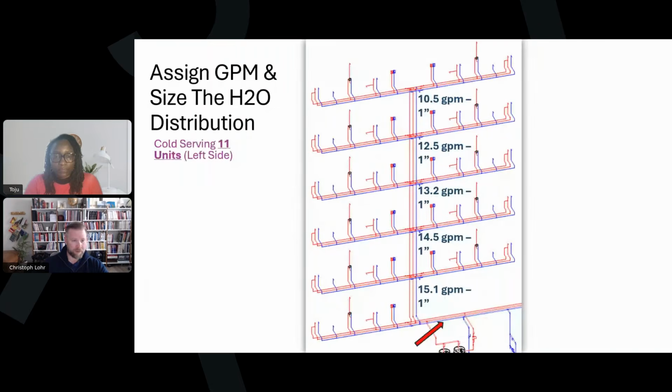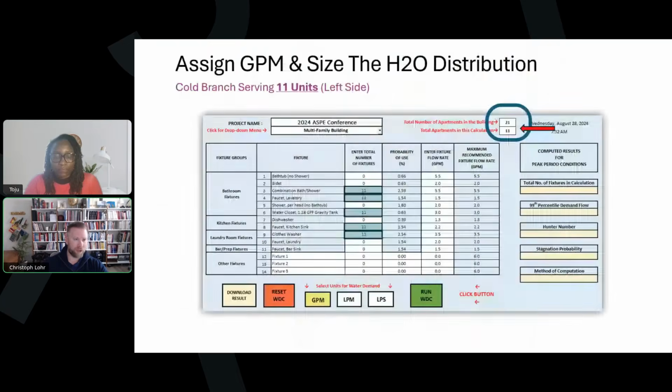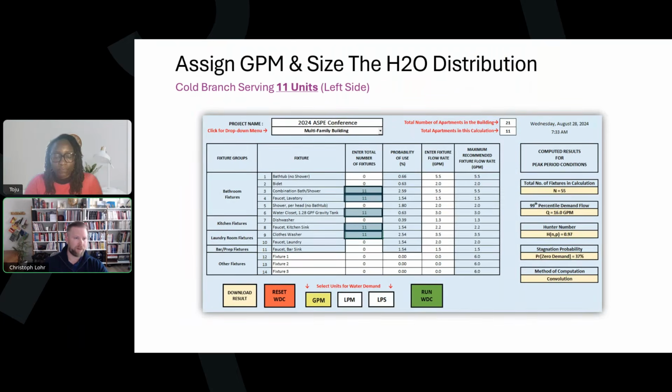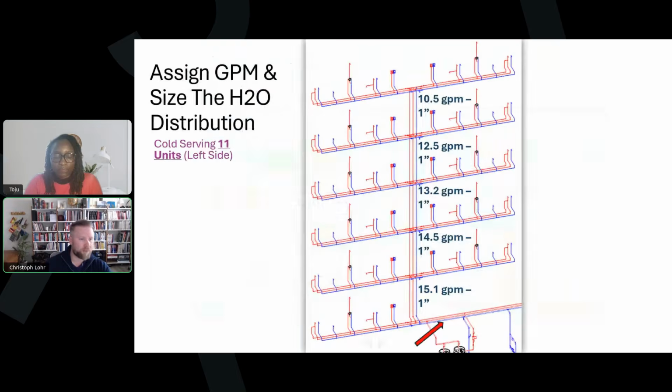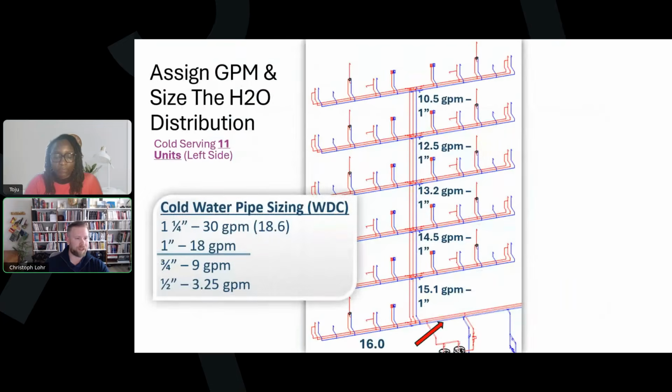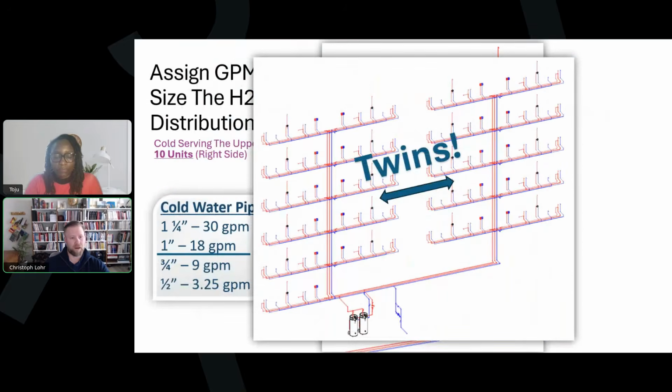Now we add 1 more unit. Again, we have a mechanical room on the floor of this side of the tower, so we add 1 more unit. So we're at 11 in the total number of apartments in this calculation, 11 of each fixture type. Run the green Water Demand Calculator button. For 55 fixtures, we end up with a peak flow rate of 16 GPM, which equates still to a 1 inch. These buildings are twins.